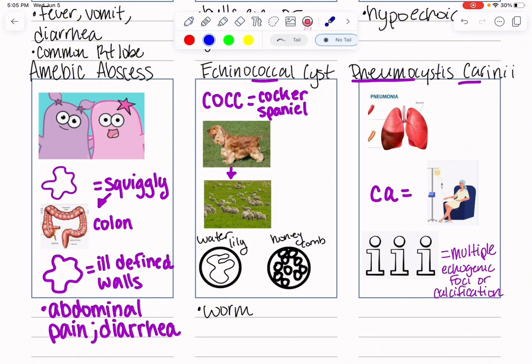Sonographically, this is going to have ill-defined wall echoes, so you can associate amoeba, the squiggliness, with that. Clinical symptoms would be abdominal pain and diarrhea, and that makes sense because this is a disease that's originating from the colon.